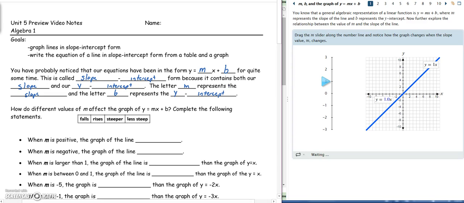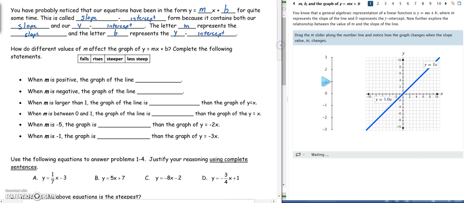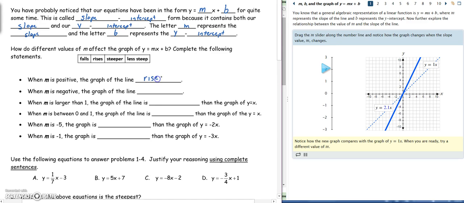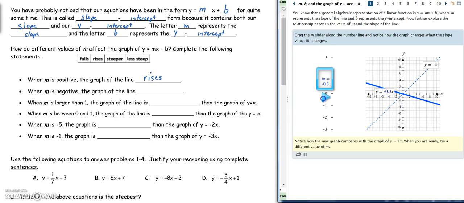So let's do a little bit of investigating and see how m affects the graph of y equals mx plus b. The choices we have to fill in our statements: when m is positive, the graph of the line, if I look over here with my graph and scale, as my slope is positive, notice that my line is increasing from left to right. Another way to say increasing is that our line rises. If m is negative, so if we're below 0 for a slope, we know that our line is falling.